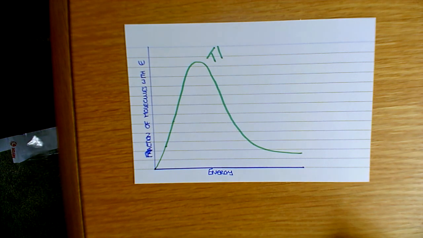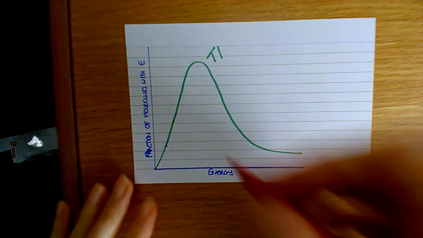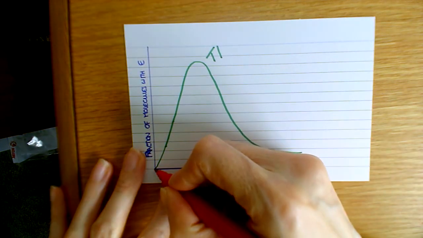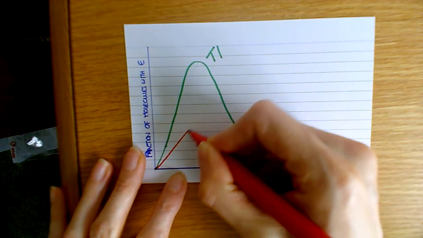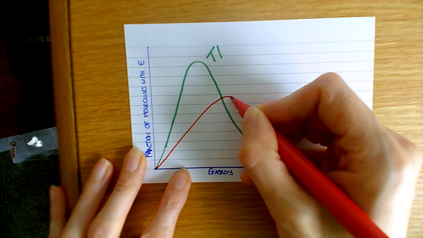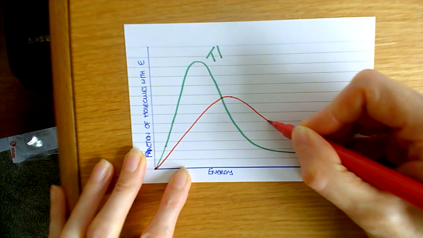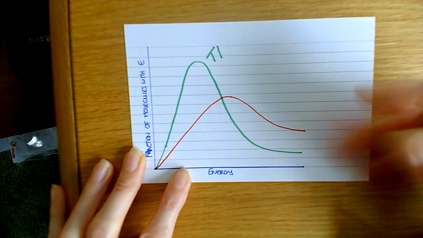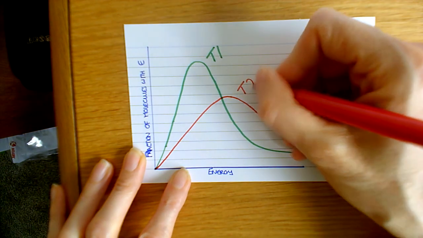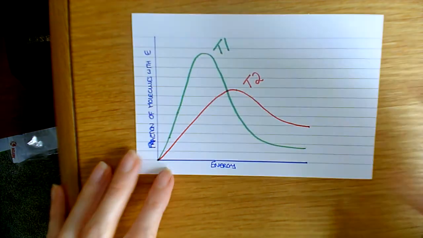You can then add T2. So you start off at the same place. Now T2, the temperature is increased, so you shift it to the right. The top of the curve will not be as high and it'll be a little bit flatter, and the end will be higher, and you label that T2.